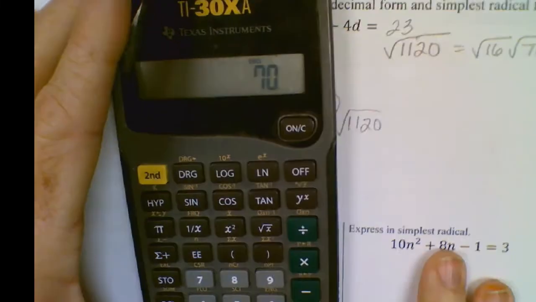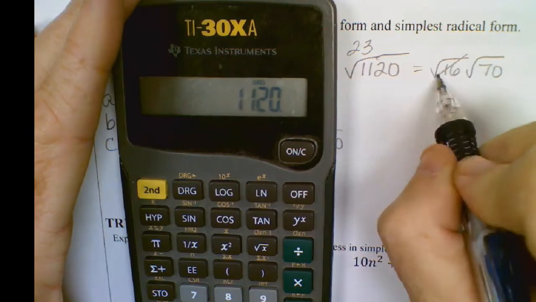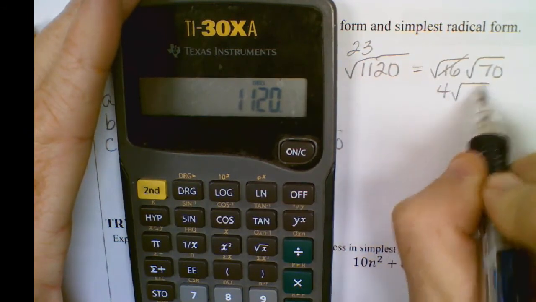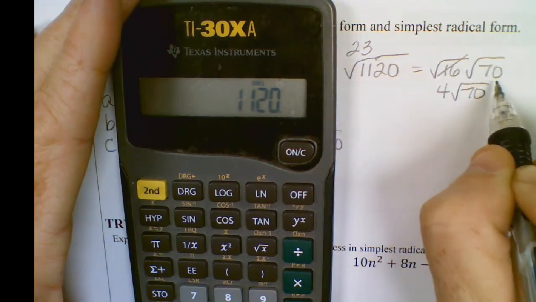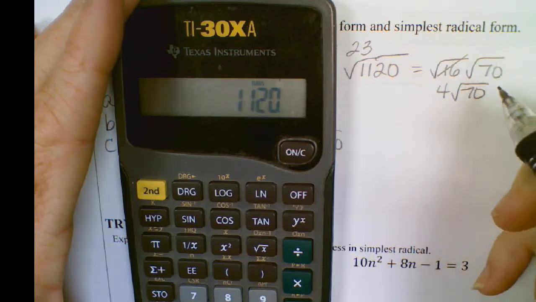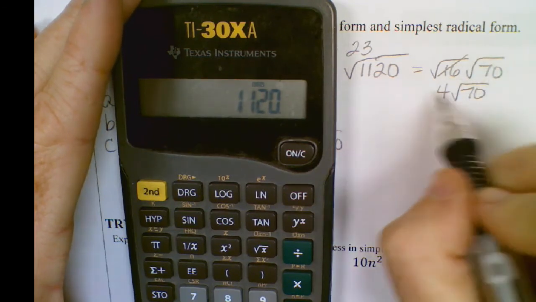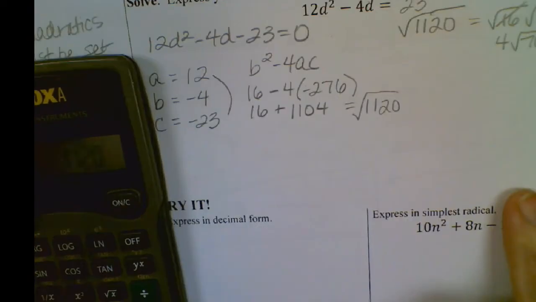So let's go ahead and double check that 16 times 70 really equals 1120. 16 times 70 is definitely 1120. The square root of 16 is 4. There's no perfect square that can come out of 70 because we only have 7 and 10. 10 is made up of 2 and 5. 7 is made up of 7 and 1. None of those are perfect squares. So here's going to be our simplest form.